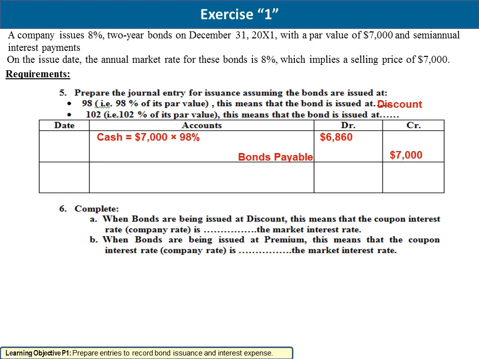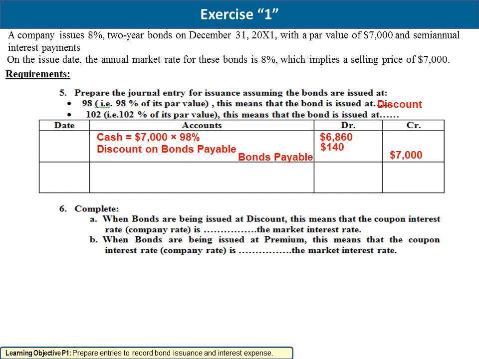So now we have a difference between the debit side and the credit side. This difference represents discount on bonds payable. So we record it on the debit side to make the total debit side equal to the total credit side. So this difference is 140. Remember, we said that discount on bonds payable is a contra liability account, so it will be reduced from the bonds payable when we do the balance sheet. So that was the first case.